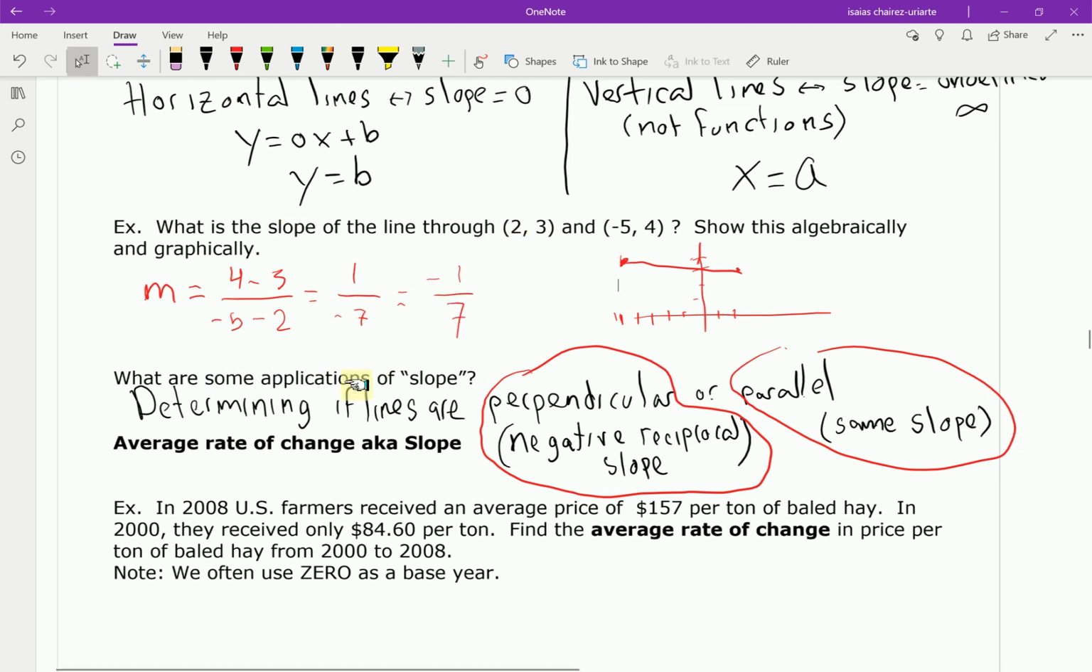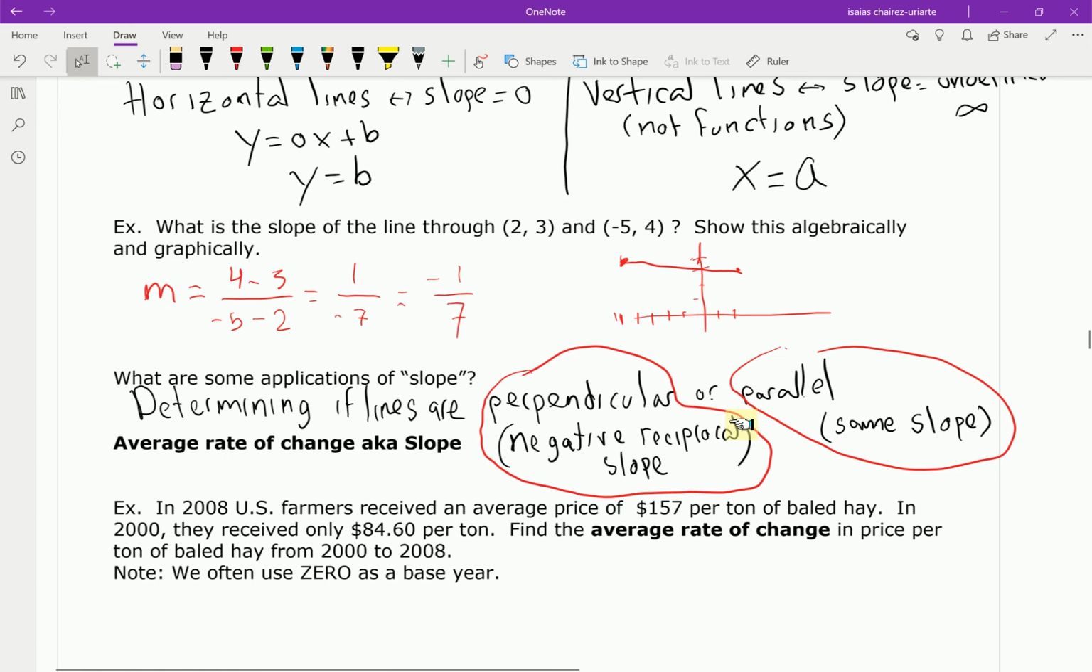So what are some applications of slope? Well, there are many applications out there, but one that I can think of right now is determining if lines are perpendicular or parallel. Two lines are going to be parallel if they have identical slope, if the slope is exactly the same. Two lines are going to be perpendicular if their slopes are negative reciprocals of each other. So two lines are perpendicular if they have negative reciprocal slope. So keep that in mind. We're going to use this in a second here.